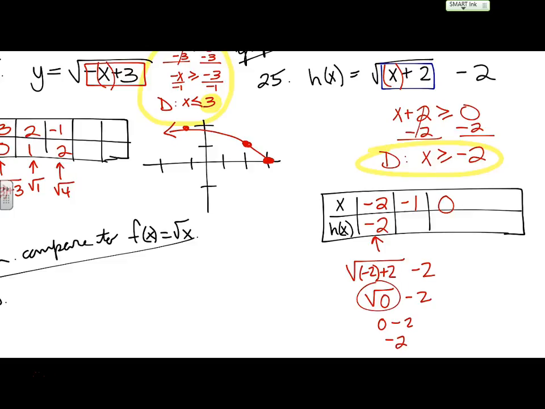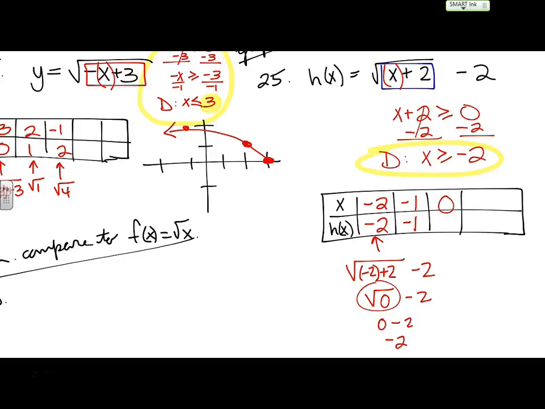To help us out really quickly, if you plug in negative 1 plus 2, I'm going to do the math fast. Negative 1 plus 2 is 1. Square root of 1 is 1. Minus 2 is negative 1. Guys, this is work for you to show, but I'm going over homework questions. The lesson was not about plugging in.